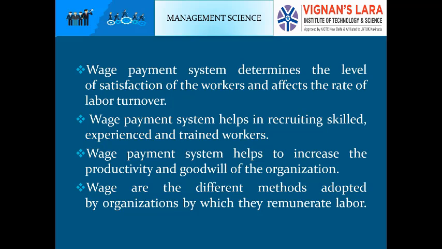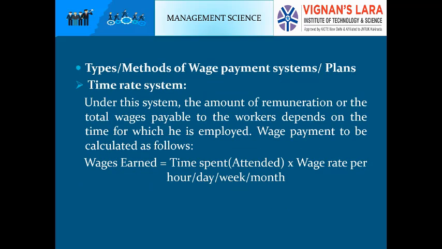Various methods are used for wage payment determination, which is very important for all levels of laborers. Skilled, semi-skilled and unskilled laborers are satisfied only through a wage payment system, which includes different methods. Let us go to a very important topic from the examination point of view: types and methods of wage payment systems or plans. There are various wage payment systems used by organizations to determine how much amount is payable to the worker against his services rendered.